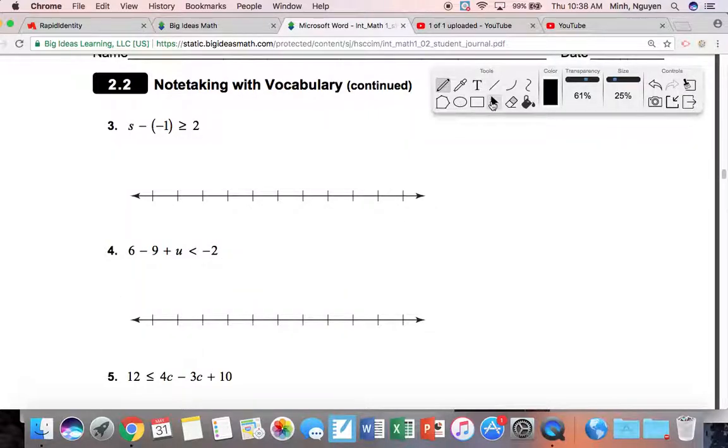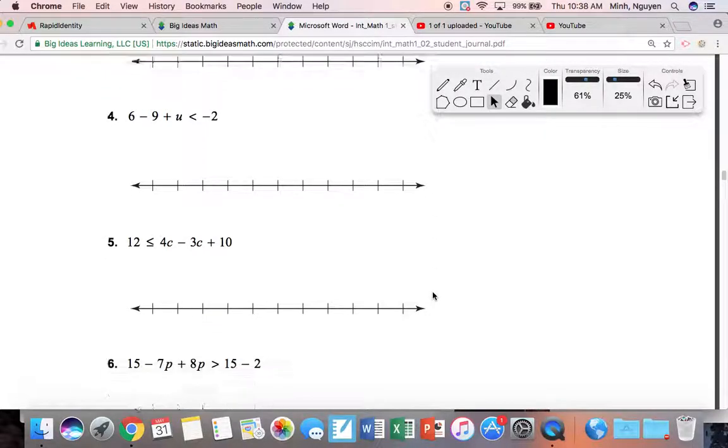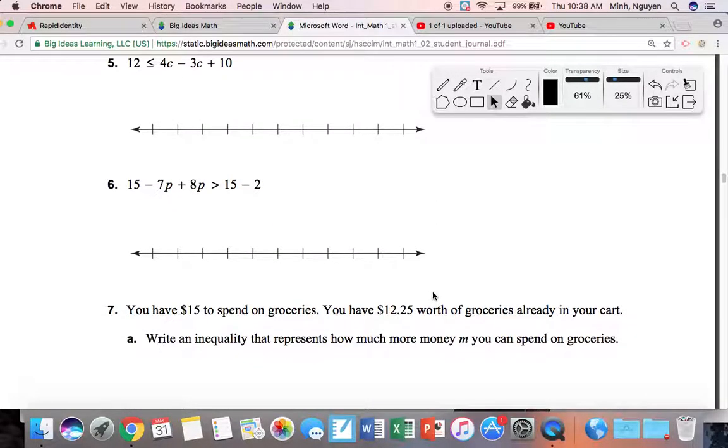Again, I'm showing you this now. If you understood chapter 1, then this is the same thing, but we will practice more just for the sake of practice. 4c minus 3c is 1c. You don't have to write the 1. It's just you understand that there is a 1. Subtract 10. So I get 2 is less than or equal to c.